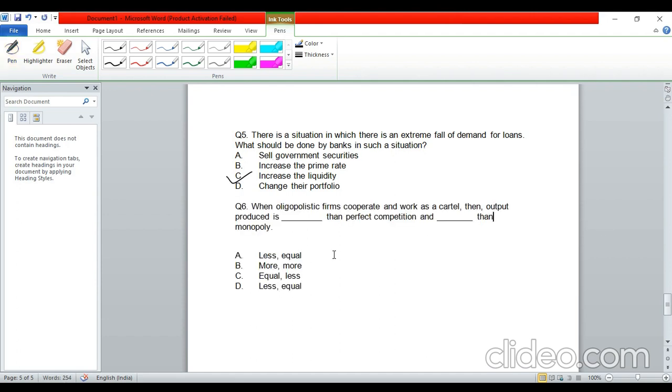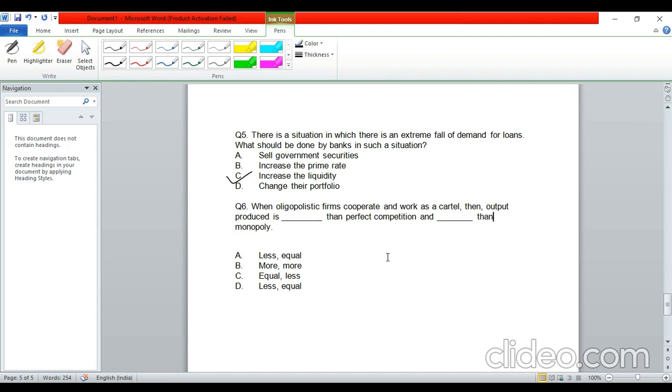Okay, guys, the sixth question now. So it was given that when oligopolistic firms cooperate and they work as a cartel, then output produced is what with respect to perfect competition, and what with respect to monopoly. So now, guys, if oligopolistic firms work as a cartel, that is, if they work as one firm, that means they will work as a monopoly. So in that situation, output produced will be equal to the output produced by a monopoly.